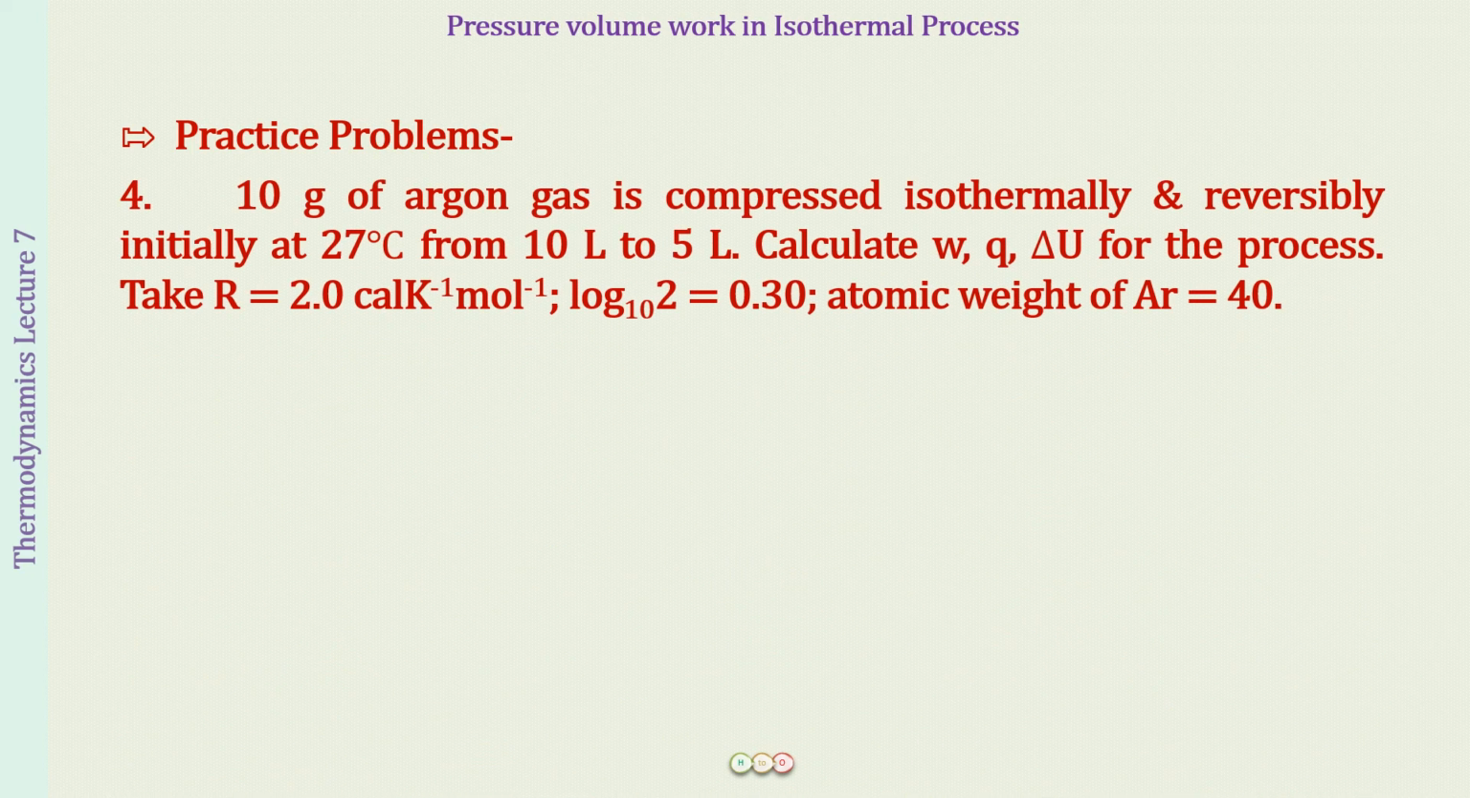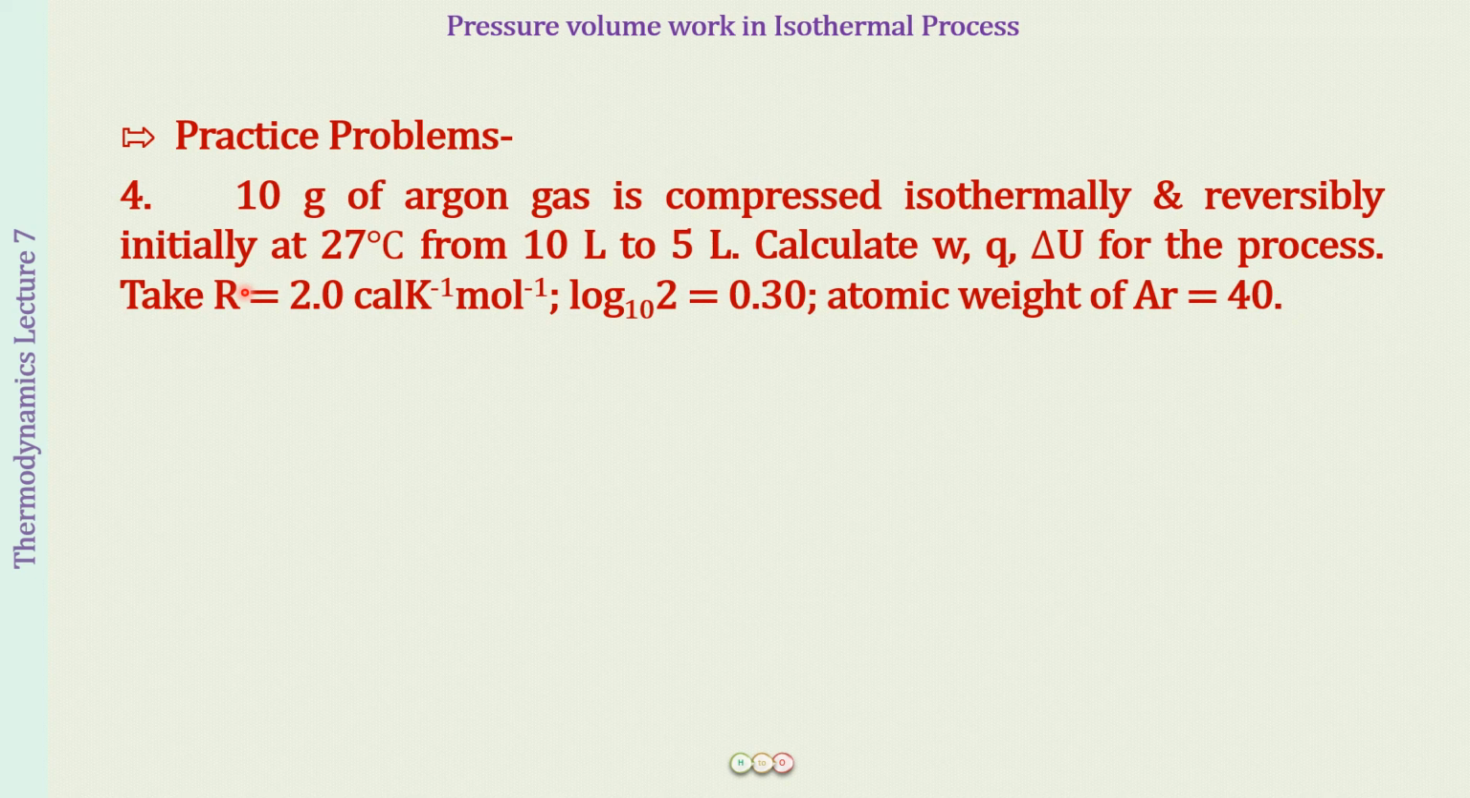So the last question for today, we have 10 gram of argon gas compressed isothermally and reversibly initially at 27 degrees Celsius from 10 liters to 5 liters. You have to calculate W, Q and delta U for the process. The value of R is given as 2 calories per Kelvin per mole. So the answer for work done is also going to come in calories only and not joules. That you have to remember in case of your multiple choice question.